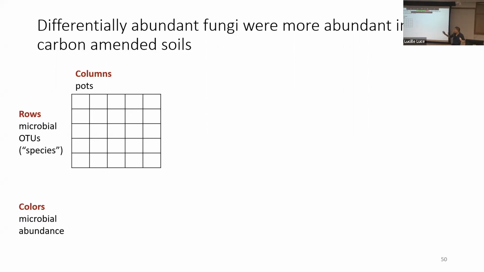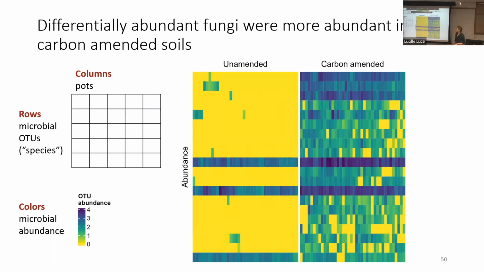And then each box is going to be colored in, and each color shows microbial abundance. If the microbe was not abundant, it's going to be yellow. But if it was highly abundant in that pot, it's going to be purple. And just for ease of analysis, I'm going to have unamended pots on one side and carbon amended on the other. And so hopefully what you can see now is that all of the 20 most predictive species were more abundant in my carbon amended soils and often absent actually in my unamended soils.